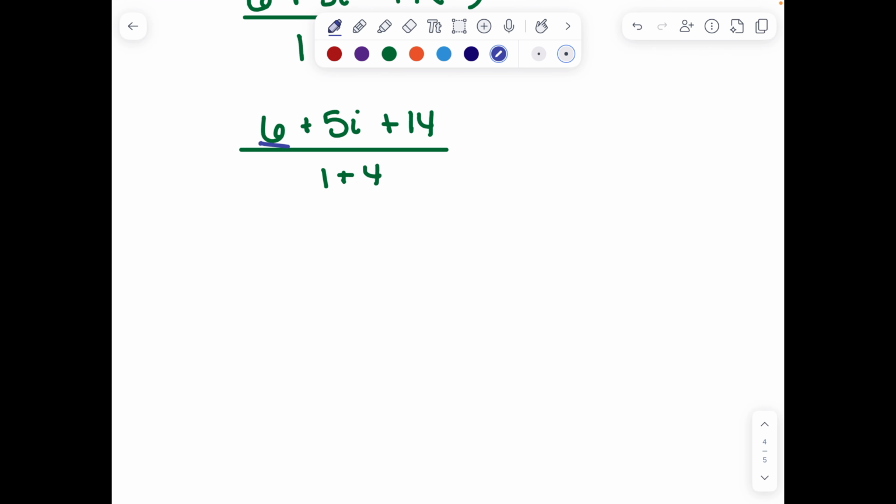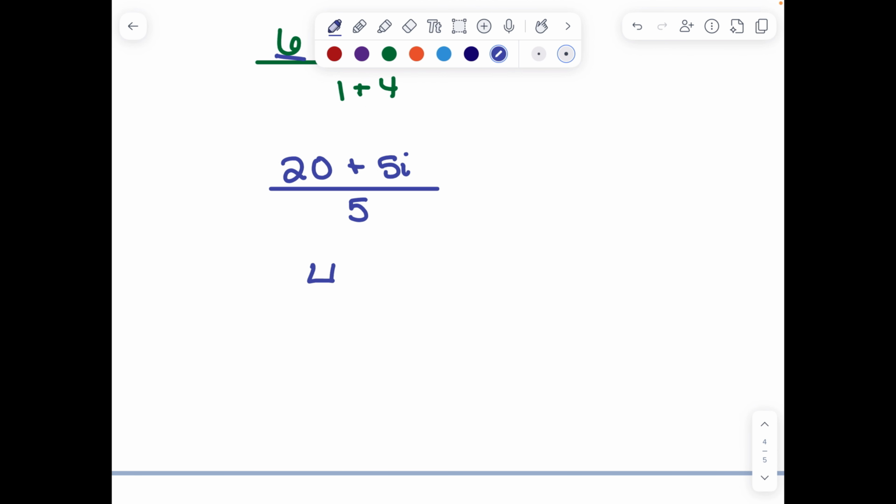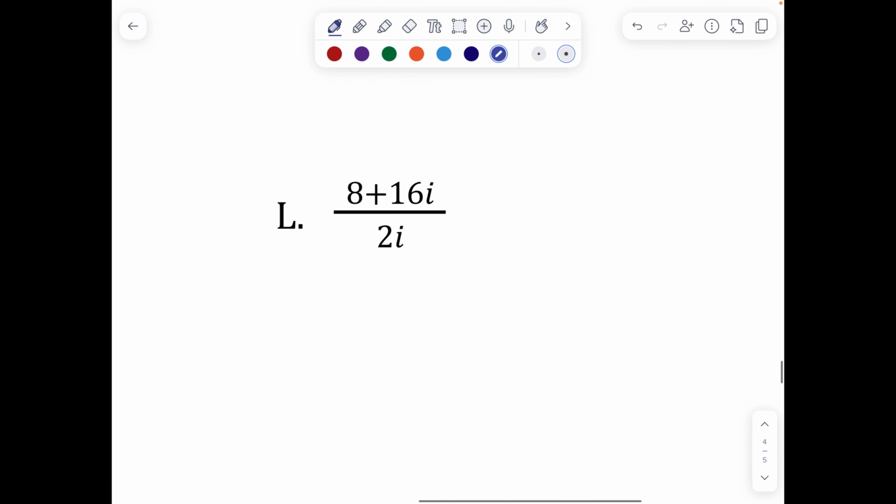I combine my like terms of 6 and 14, so we get 20 plus 5i all over 5. And I see that 20 and 5 are both divisible by 5, so I can simplify this to just 4 plus i. So make sure the coefficients of your real part and your imaginary part are both divisible by that denominator before you simplify. Okay, last problem.